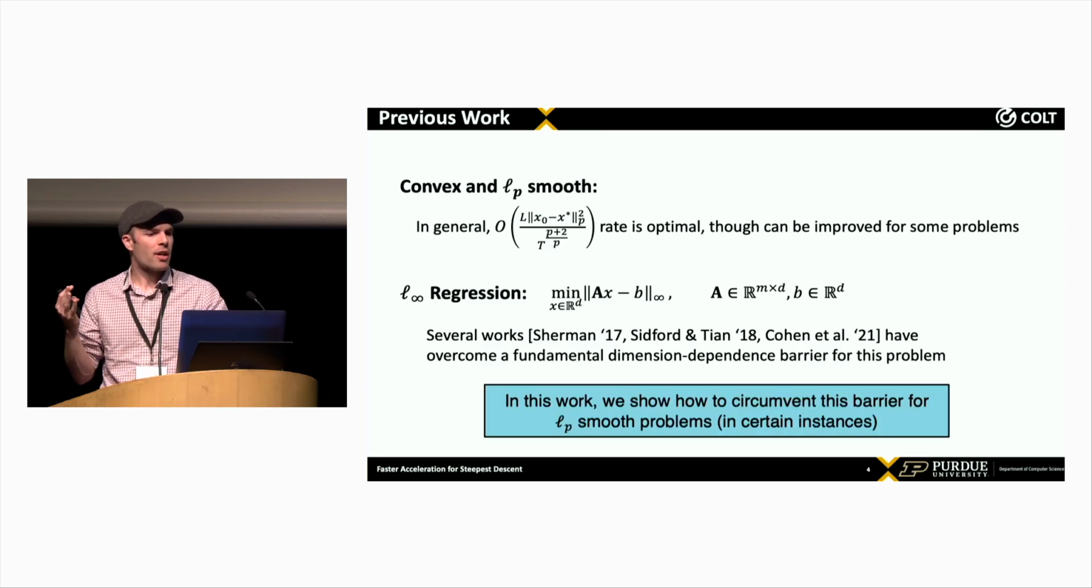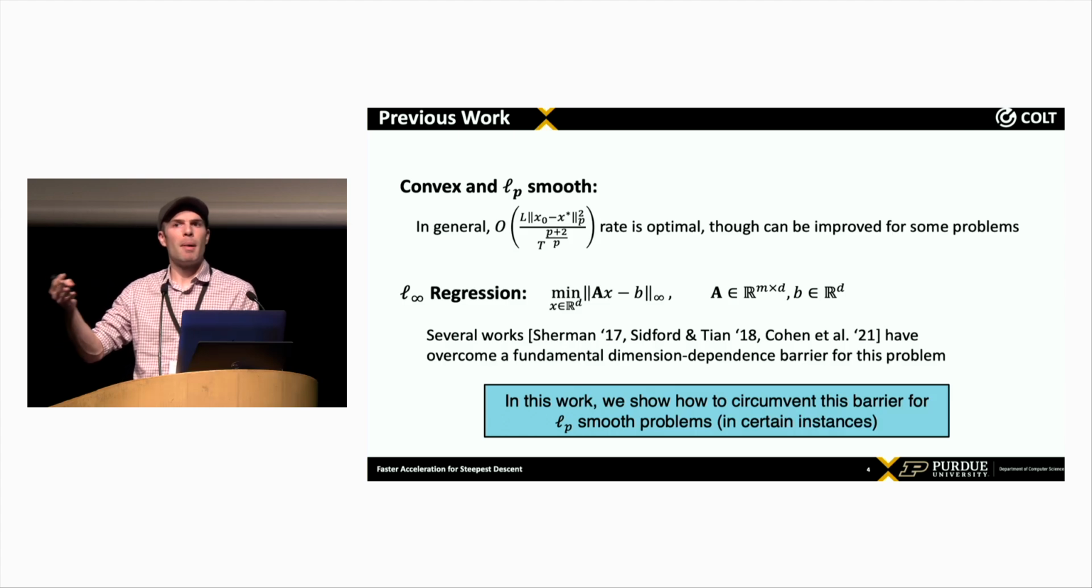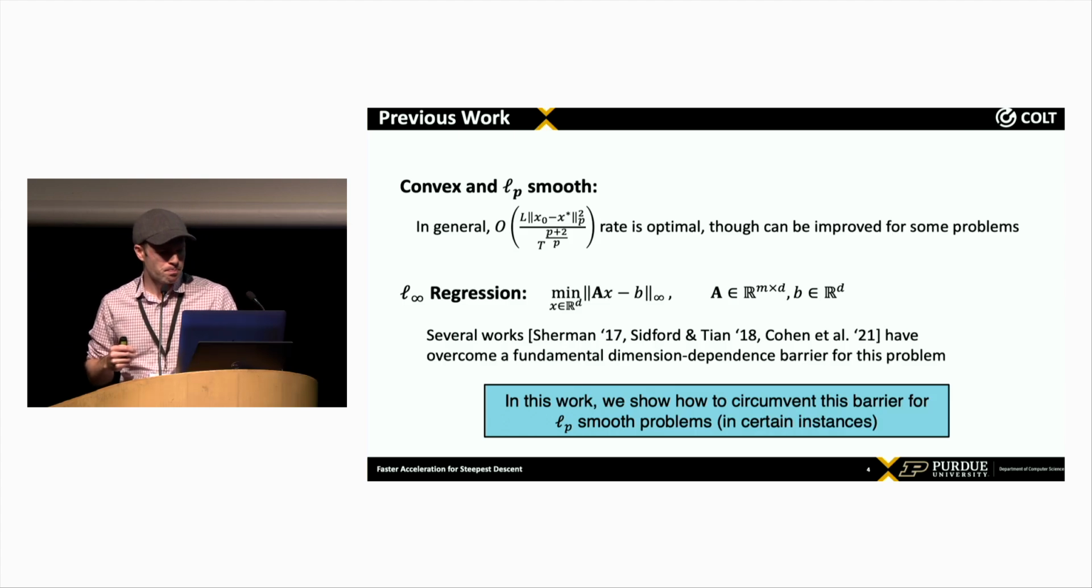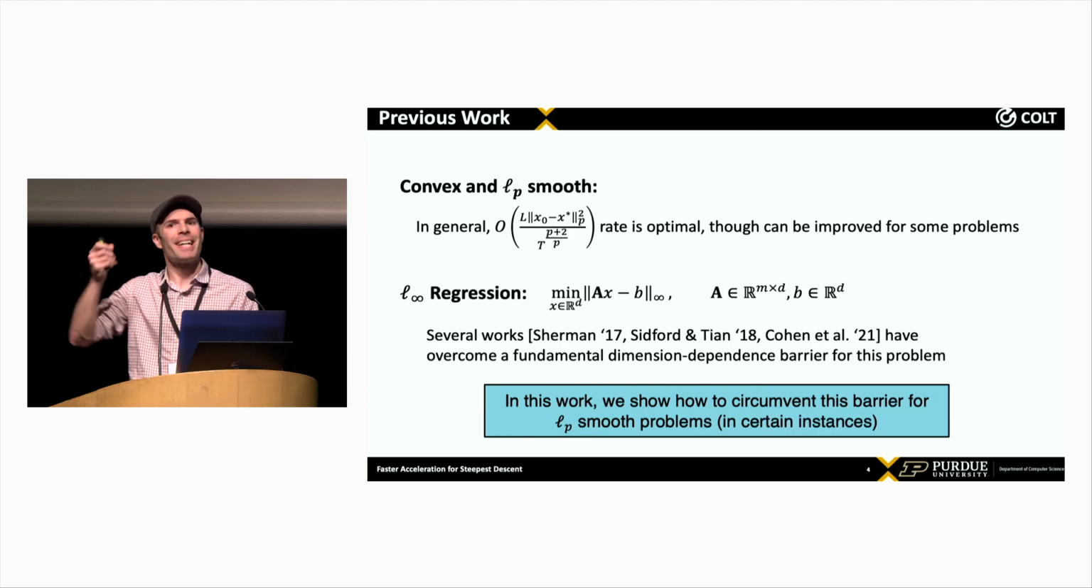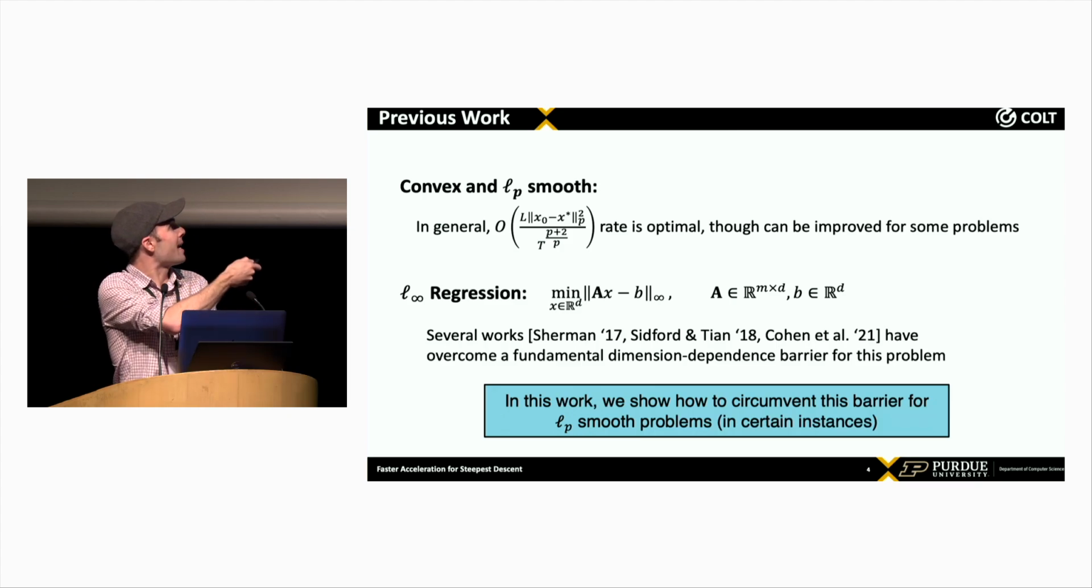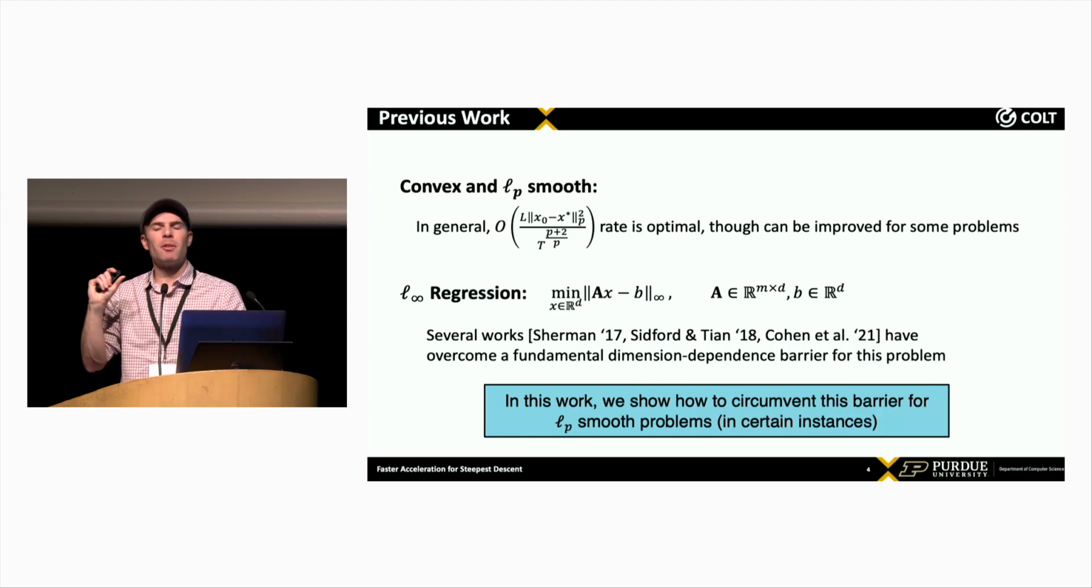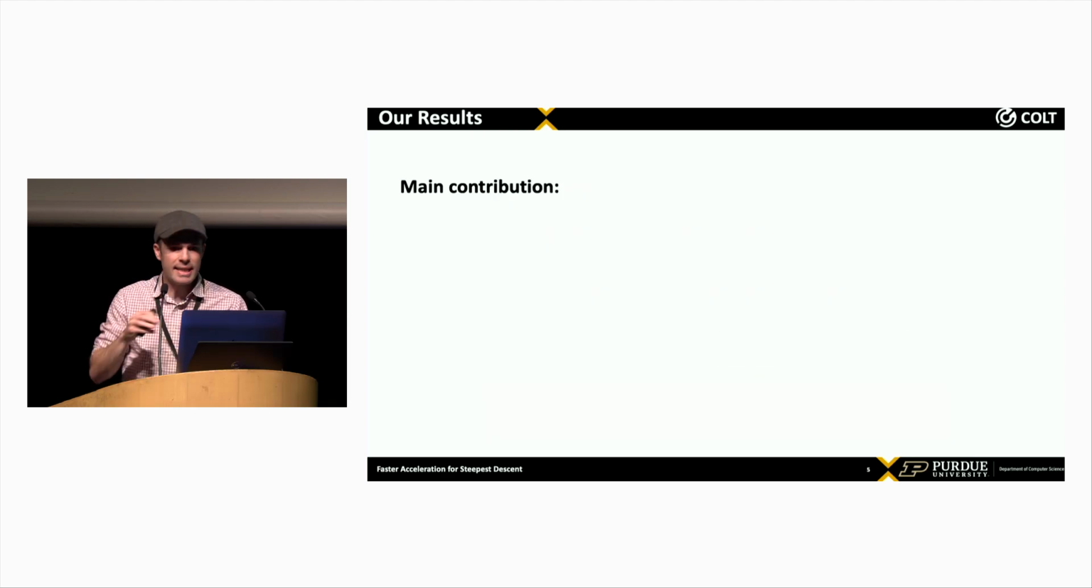Now, in this work, we show an alternative way by which we may also circumvent this barrier for LP smooth problems in certain instances. So we're not breaking a lower bound, because we shouldn't expect to do that. But what we're saying is for more general problems, we're providing a more nuanced answer. So we can't give the full improved rate that these types of results can for the special case. Rather, we give a more nuanced or muted improvement for a broader class of problems, okay?